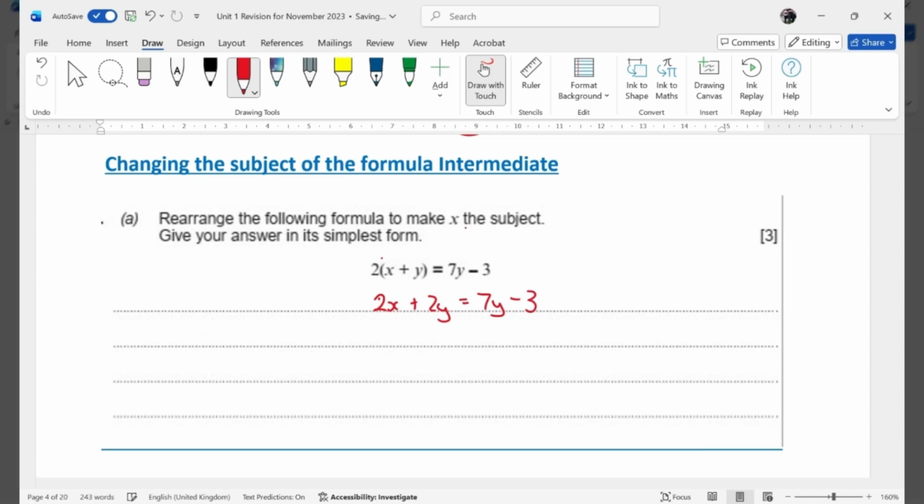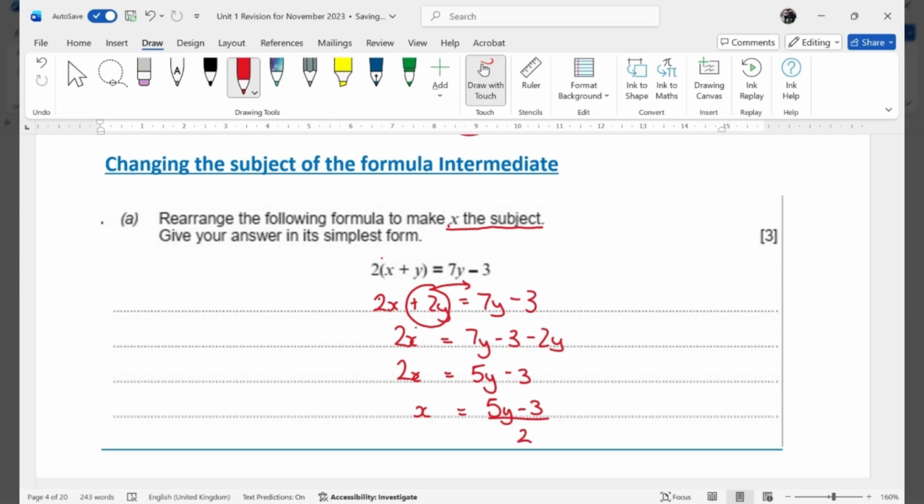We're trying to make x the subject of the formula. The only thing with x is this. This does not have a subject in it. It needs to go over there. 7y minus 3 minus 2y. Actually, that can be simplified. I should take the 2y away from the 7y. Can't do anything with the minus 3. I don't want 2x. I need to divide all of that side by 2, okay?